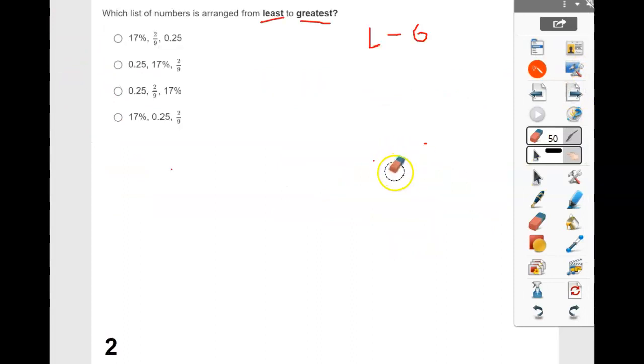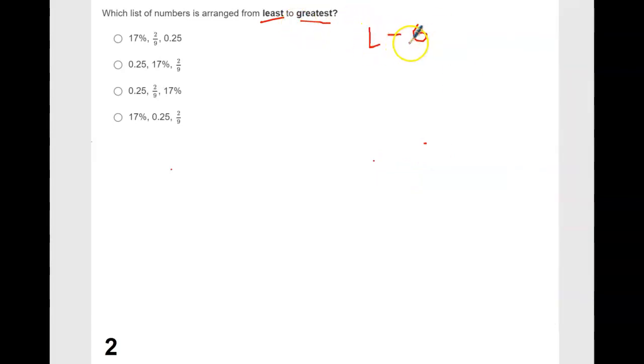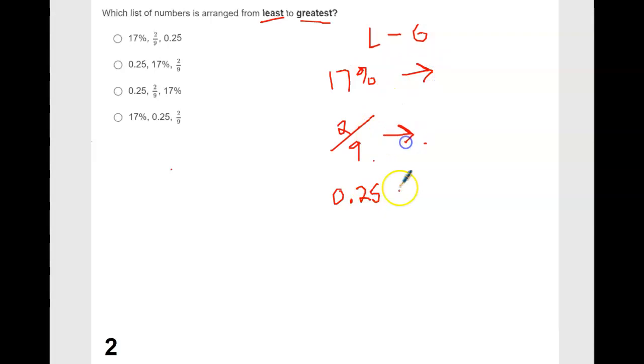Number 2, which list of numbers is arranged from least to greatest? So I wrote L to G just to remind me that it's least to greatest. And I'm going to need to look at my options and convert them all to a decimal format in order to compare them. So my three options, it looks like I have 17%, I have 2/9, and I have 0.25. And notice I'm writing them vertically. And I'm doing that because it's easier to compare decimals when they're written vertically.